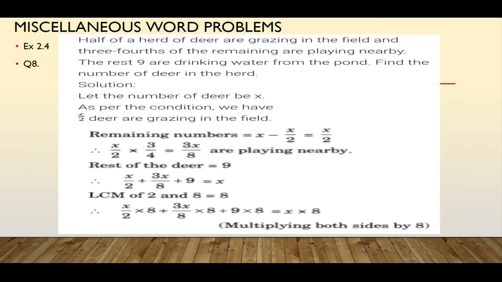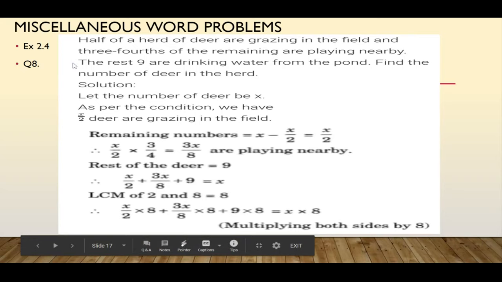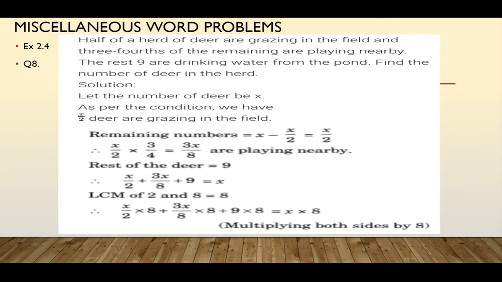Now we'll be dealing with miscellaneous word problems. Look at question number 8 of exercise 2.4. Half of a herd of deer are grazing in the field. 3/4 of the remaining. So, if they're talking about remaining, that means half of the herd were grazing, right? So, what is the remaining? Half. So, half of them are playing nearby.